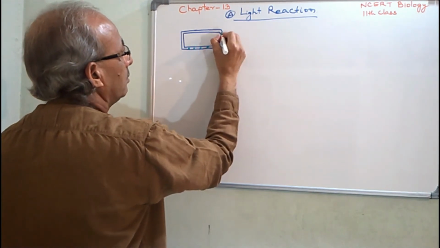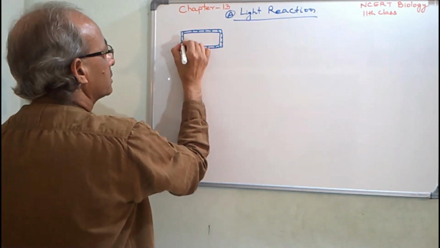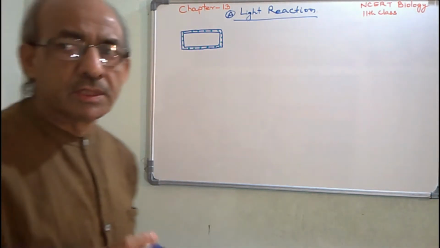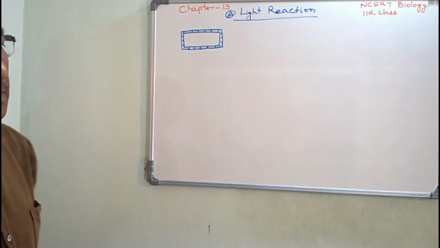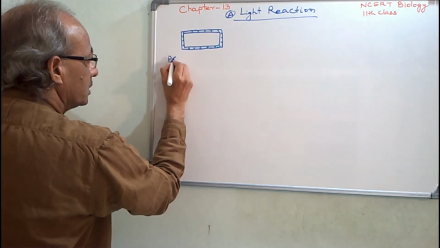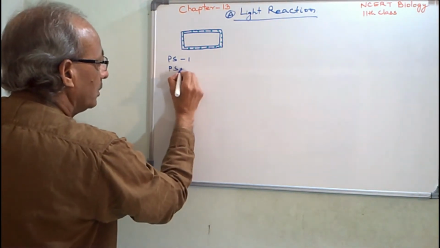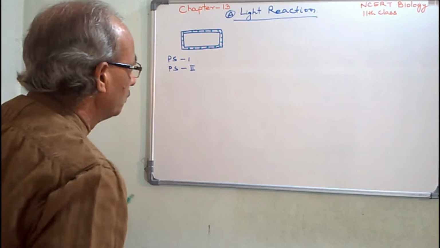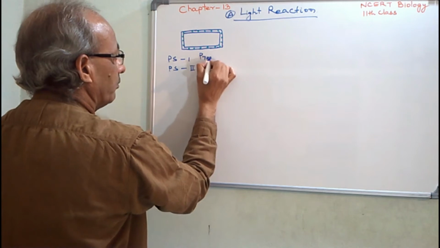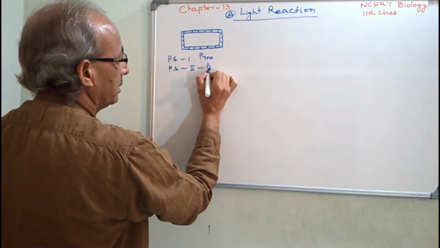On the basis of absorption capability of reaction center chlorophyll A, the light harvesting system may be classified into two types: photosystem first and photosystem second. Photosystem first is also called P700 and second is called P680.